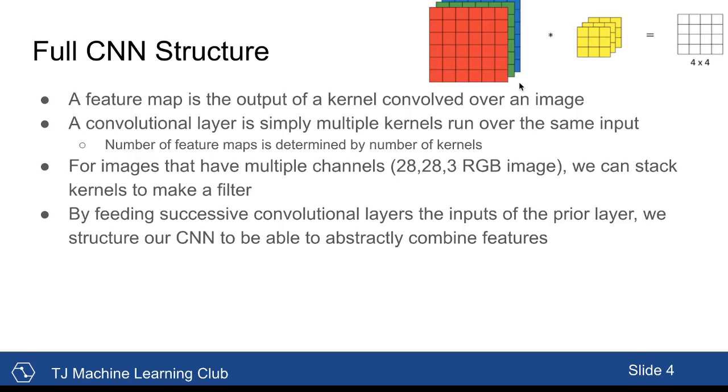Essentially, if we appended a second convolutional layer, like this yellow one, the input would be the output stack of feature maps from the first layer, and that output stack is treated almost like a multi-channel input for the second layer. This is how these work when you have more than one kernel. By feeding each successive convolutional layer the outputs from the layer before, we structure our CNN to be able to combine all sorts of features and abstractly combine these red, blue, and green features together.